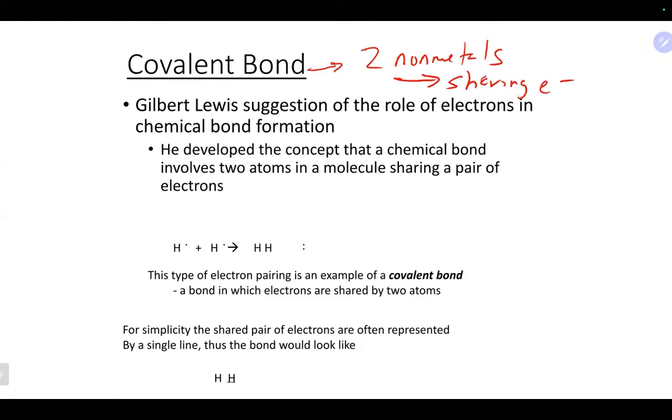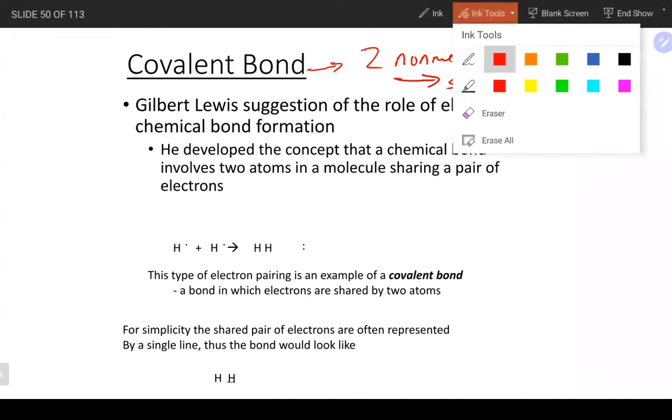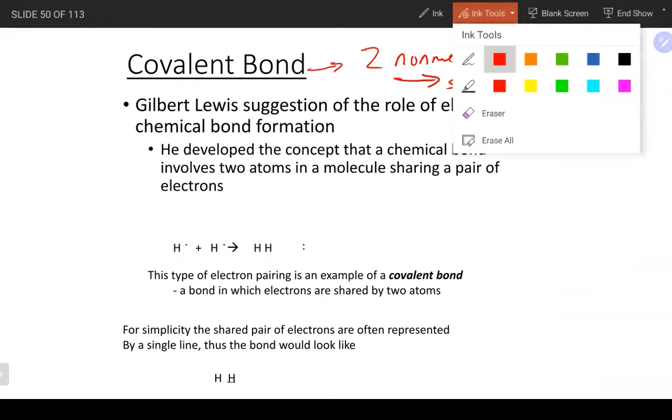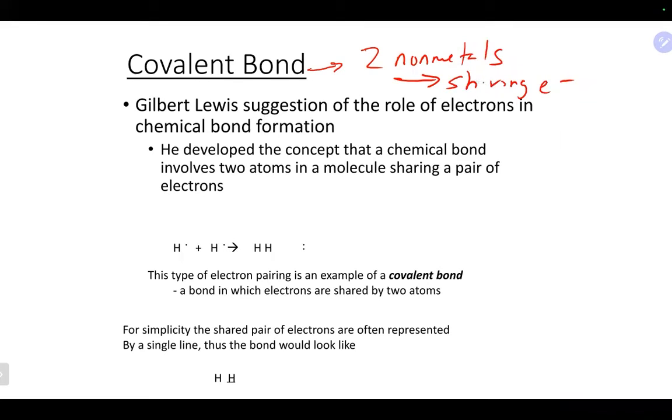As I mentioned earlier, that sharing of electrons may be equal or it may be unequal sharing, but definitely when you have some type of covalent bond, there is some aspect of sharing of electrons happening here. And we'll talk about how we could determine whether it is equal or unequal sharing as we go through it. Gilbert Lewis suggested a role of electrons in chemical bond formation, hence the name Lewis structures, Lewis dot symbols. That's your bonding guy right there.